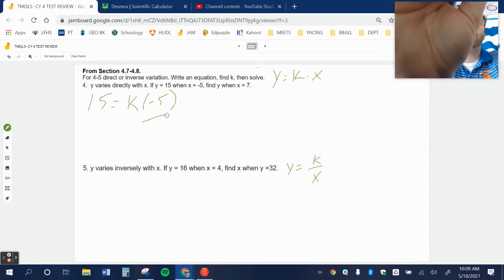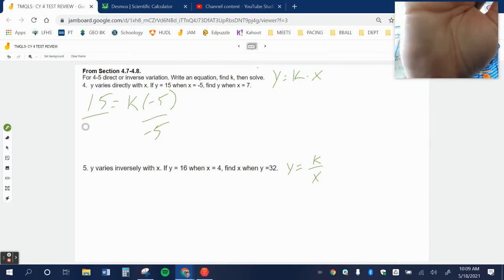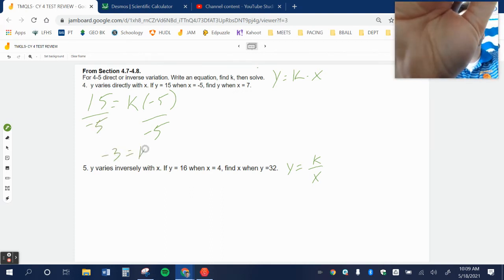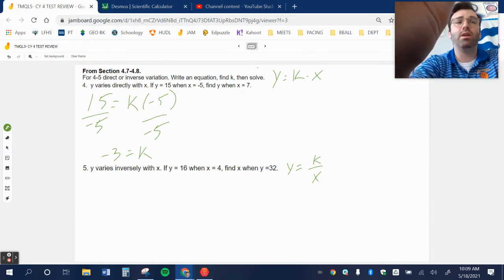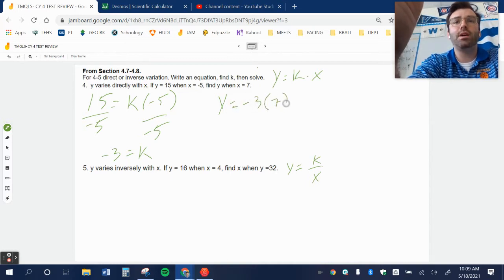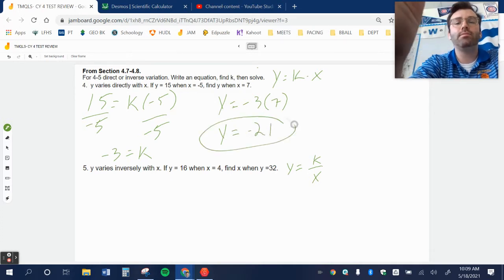So divide by negative 5, k equals negative 3. Find y when x is 7. So I want to use that k value now. So y equals negative 3 times 7. So y should be negative 21.